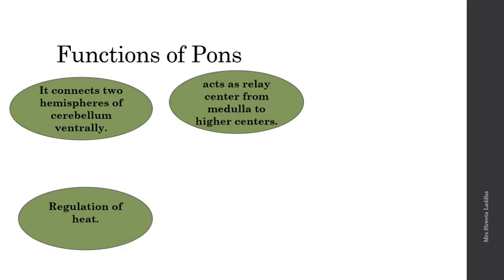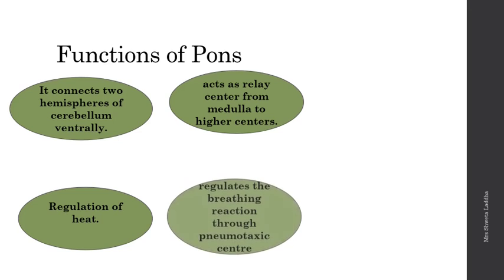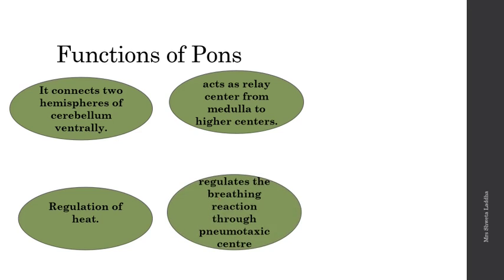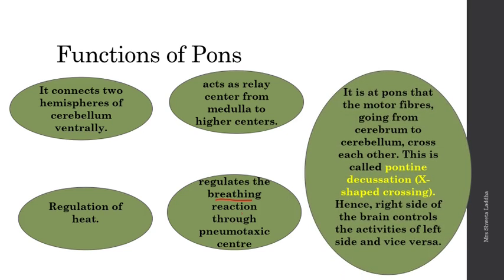It acts as a relay center from the medulla to the higher centers, playing a very important role. It acts as a breathing center through the pneumotaxic center. It is in the pons that the motor fibers going from the cerebrum to the cerebellum cross each other, and this crossing over is called pontine decussation.